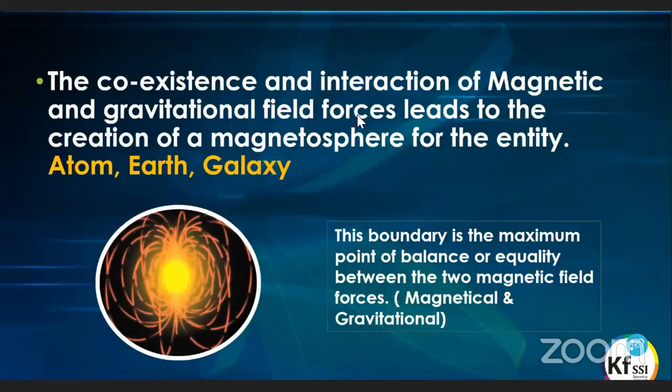And when we look at the coexistence and the interaction of these magnetic and gravitational field forces, it leads to the creation of a magnetosphere for the entity. So when we look at that atom, it has its own sort of magnetosphere. The Earth has its magnetosphere that we can see. So would our solar system, so would the galaxy. So everything is the same. It's just the scale and the different field strengths. And this boundary is the maximum point of balance or equality between the two forces, magnetical and gravitational, which creates our magnetosphere.